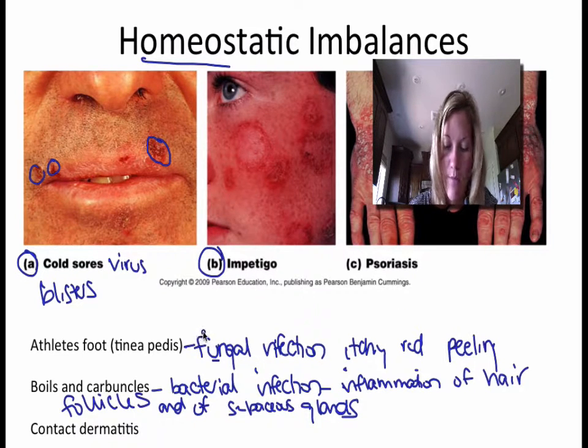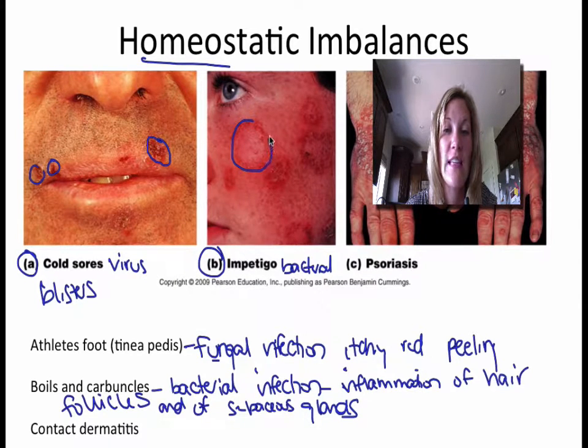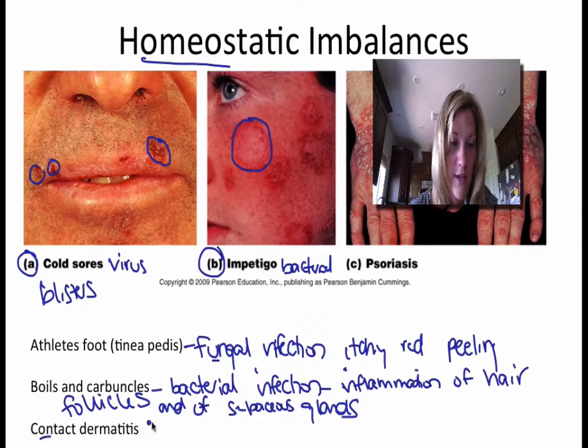So impetigo is caused by another infection, except not viral, not fungal. This is going to be a bacterial infection. And what impetigo does is it actually is going to form these water-filled lesions. So all of those little bumps that you see are fluid-filled or water-filled. Okay, then let's go ahead and move to contact dermatitis.